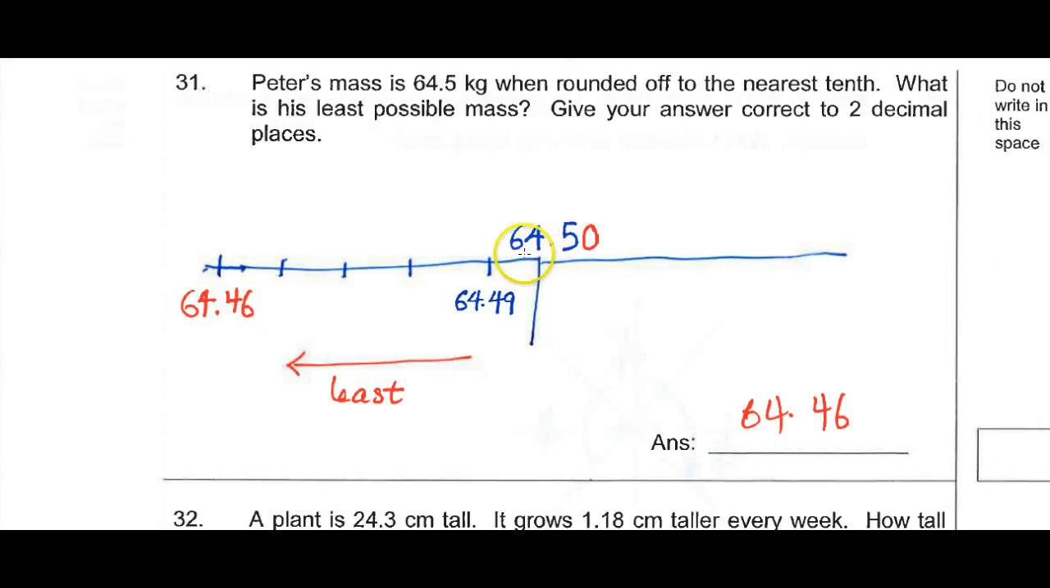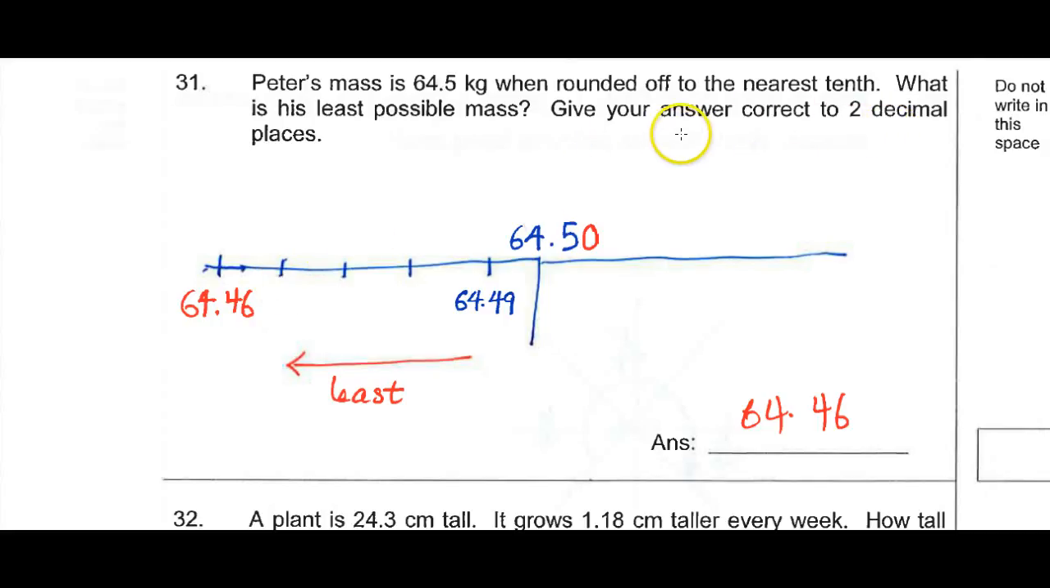The next step down is 64.49. This is 50. Go down, 49. This is 48, 47, 46. This one should be over here. Now give your answer to 2 decimal places.